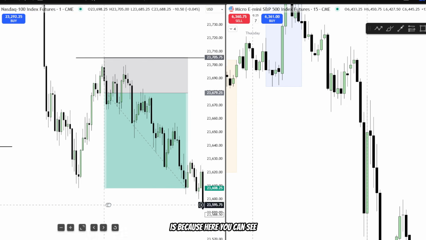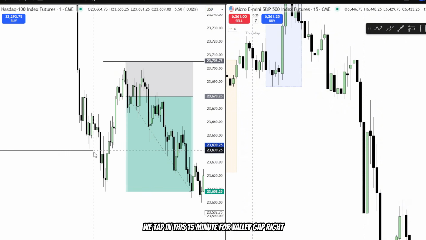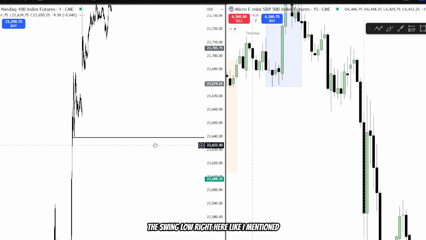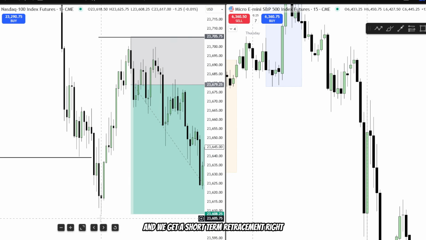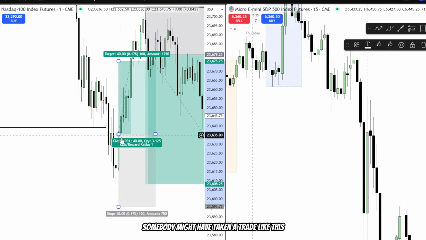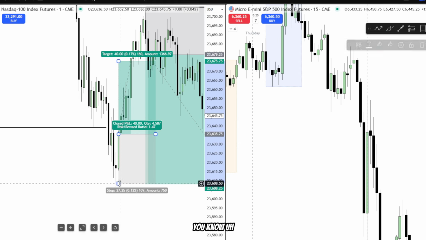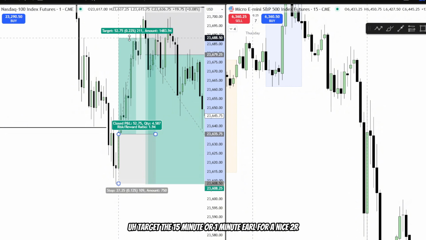Here you can see we tap in this 15-minute fair value gap, right? The swing low right here, like I mentioned, and we get a short-term retracement, right? So what could you do here? You could honestly take a trade. Somebody might have taken a trade like this, a 1-minute change in the state of delivery with SMT, targeting the 15-minute or 1-minute ERL for a nice 2R.